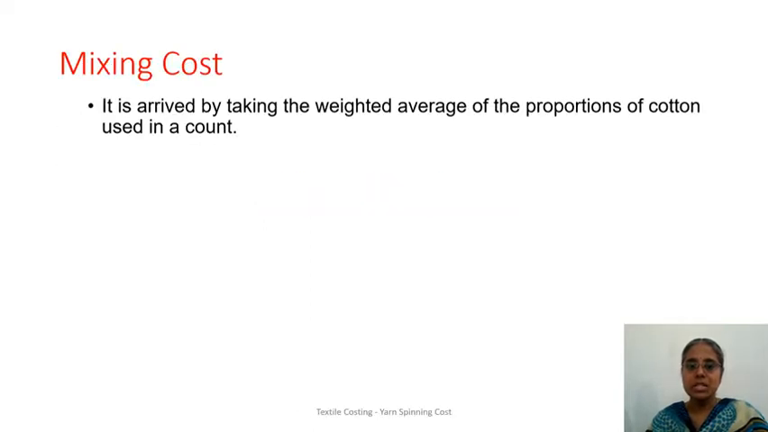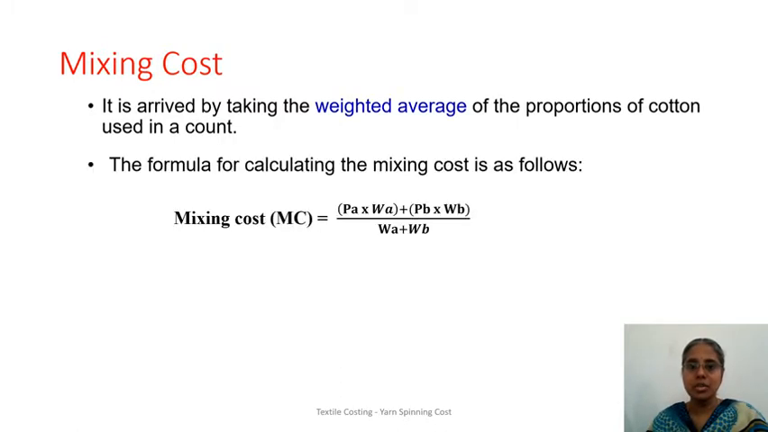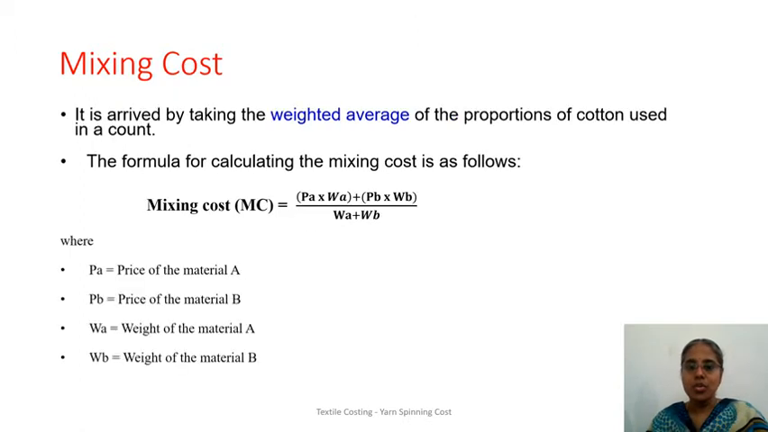So mixing cost is taken by calculating the weighted average of the various proportions along with the price used for producing a particular count. So the formula used for calculating the mixing cost is equal to the price of cotton A into weight proportion of cotton A plus price of cotton B into weight proportion of cotton B, divided by weight proportion of cotton A plus weight proportion of cotton B. So this is the formula used for calculating the mixing cost in a mill.